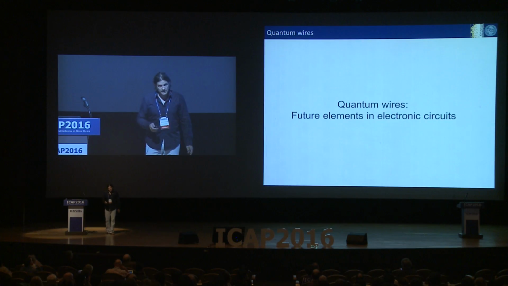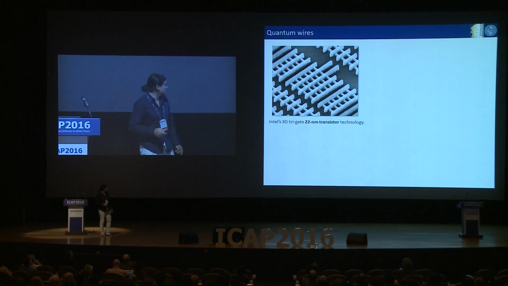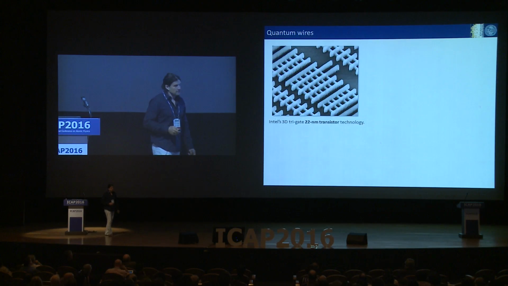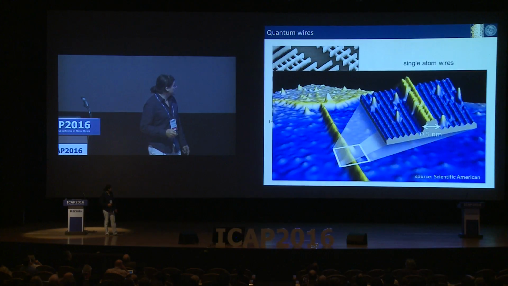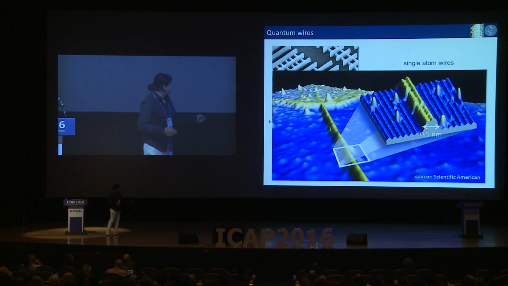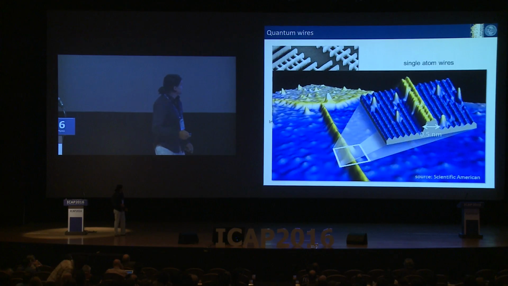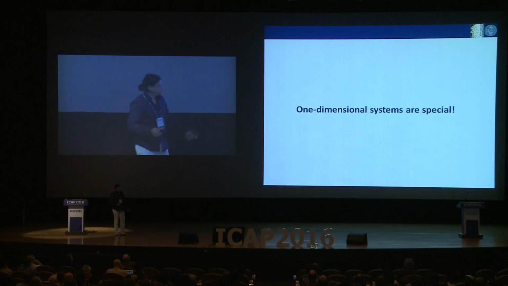So let me digress for a second. Quantum wires, I think, at least that's what I think, are future elements in electronic circuits, in view of the ongoing miniaturization. So we see that the technology in standard electronic devices goes down into the low nanometer regime, and in particular, people are already experimenting with single atom wires, here shown on the surface, and looking at transport through such systems. These systems are certainly not quantum yet, but I'm confident that we, the community, will get there in due time. So one-dimensional systems are for sure special.